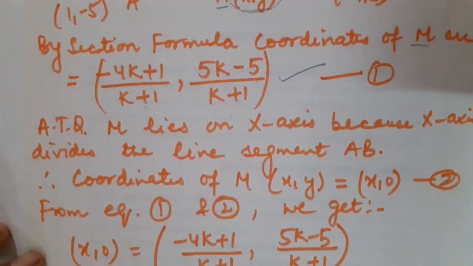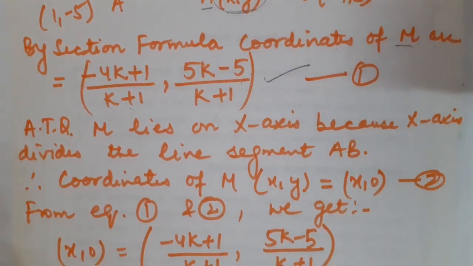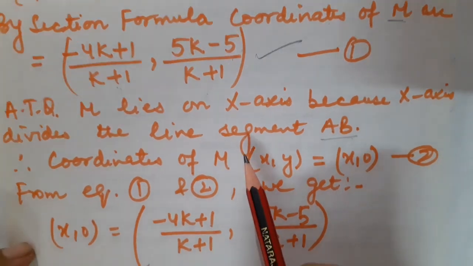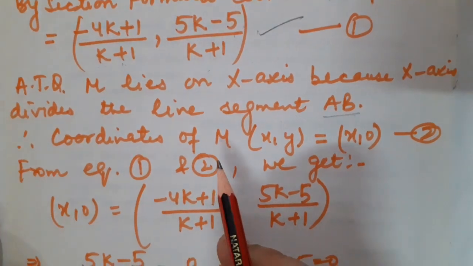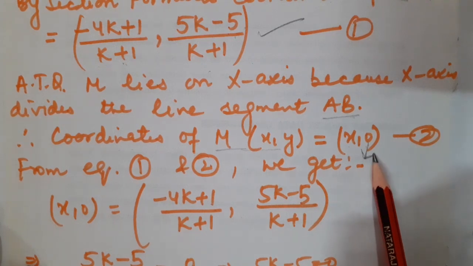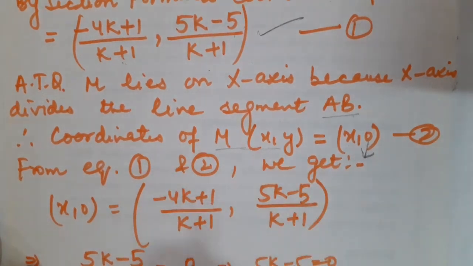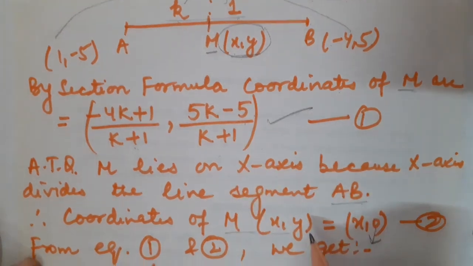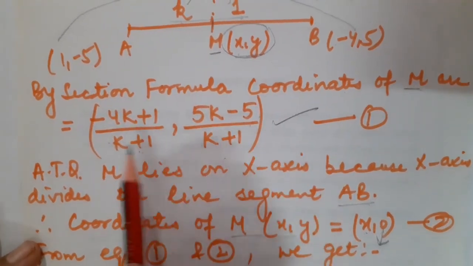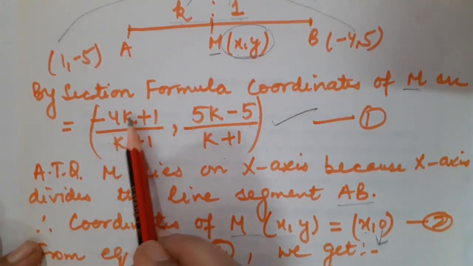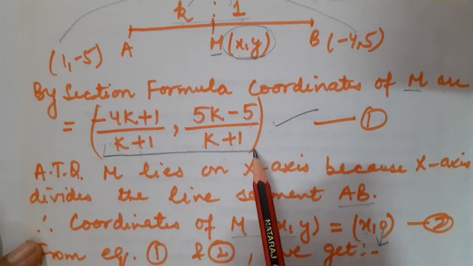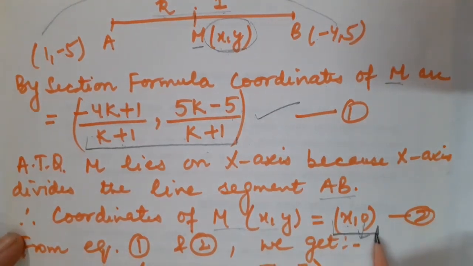Now children, as it is given in the question that M lies on the x-axis, because the x-axis is going to divide the complete line segment AB, you know very well that when a point lies on the x-axis, the coordinates of that point will be x comma 0, because the y coordinate must be 0 in that case. According to the question, M is x comma 0, and as per the section formula the coordinates of M are minus 4k plus 1 upon k plus 1, 5k minus 5 upon k plus 1. These both are the coordinates of the point of division M only.